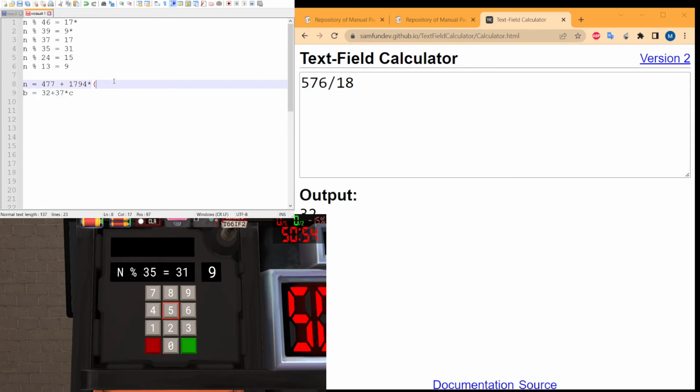Substitute it in the main equation and then open brackets. 477 plus 1794 times 32 equals this, and 1794 times 37 is this, times c. So we used this equation, and we go to the next one.